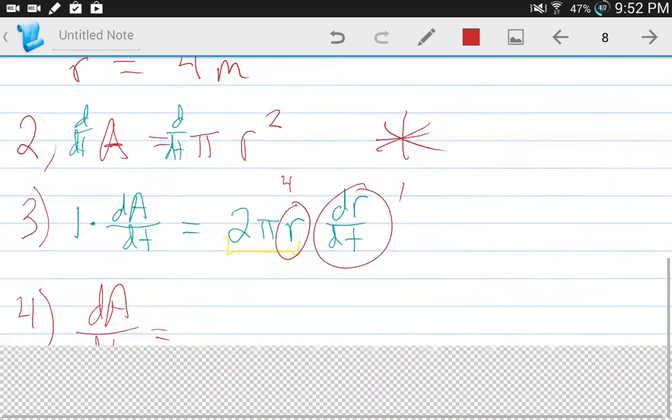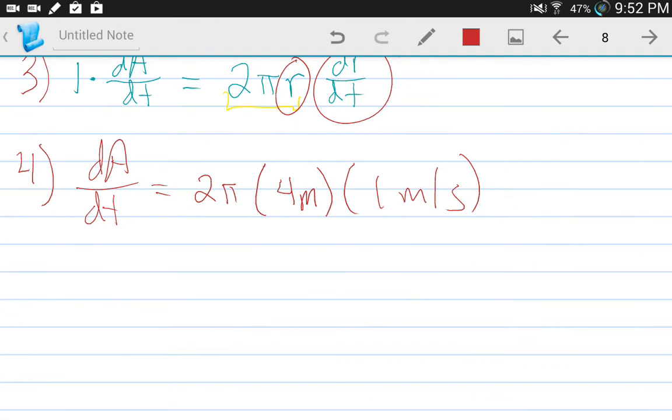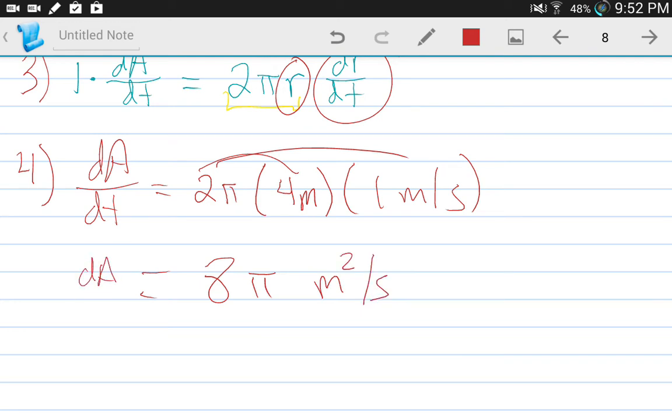So my mistake there. So anyways, dA over dt is going to be 2 pi times 8 times 1. And I actually want to add my units in here. So I'm going to say times, and it's not 8, it's 4. 2 pi times 4 meters times 1 meter per second. And then we're going to multiply out, and we'll get 2 times 4 times 1 is 8 pi meters squared per second. dA over dt.